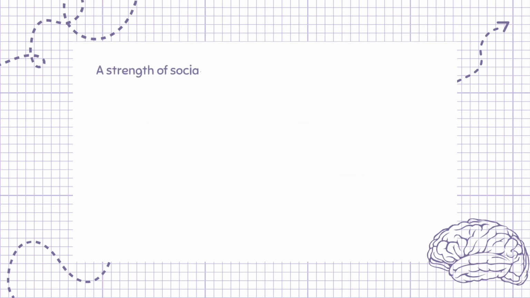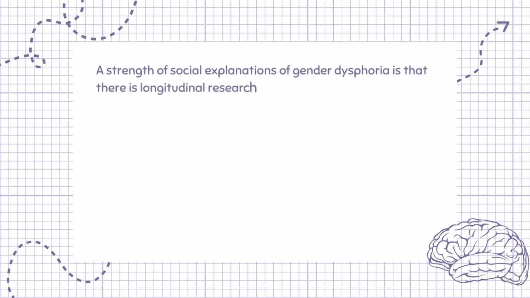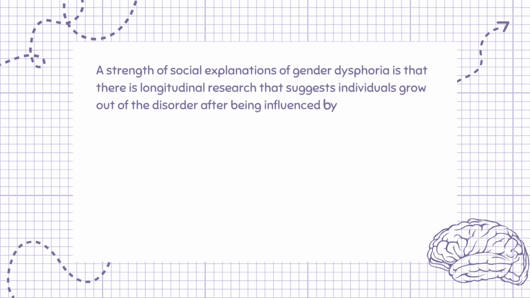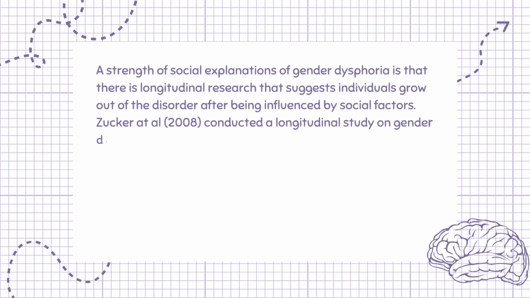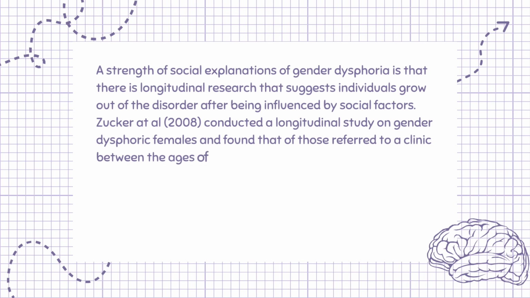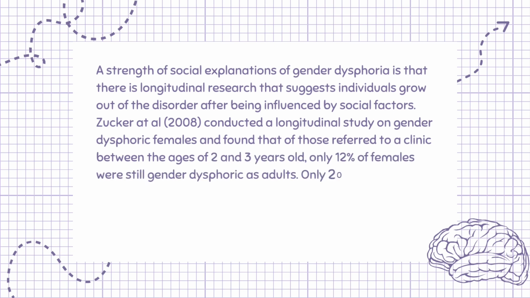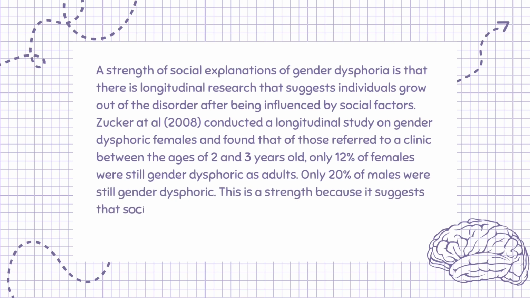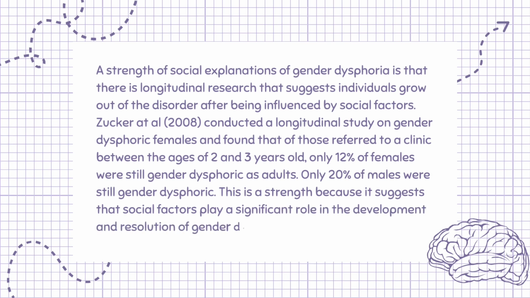A strength of social explanations of gender dysphoria is that there is longitudinal research that suggests individuals grow out of the disorder after being influenced by social factors. Zucker et al., 2008, conducted a longitudinal study on gender dysphoric females and found that of those referred to a clinic between the ages of 2 and 3 years old, only 12% of females were still gender dysphoric as adults. Only 20% of males were still gender dysphoric. This is a strength because it suggests that social factors play a significant role in the development and resolution of gender dysphoria.